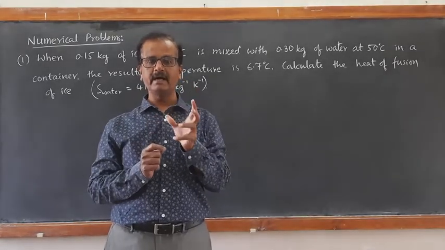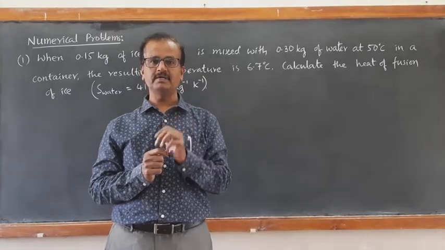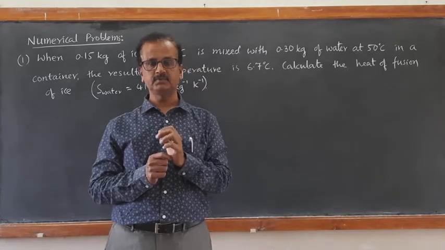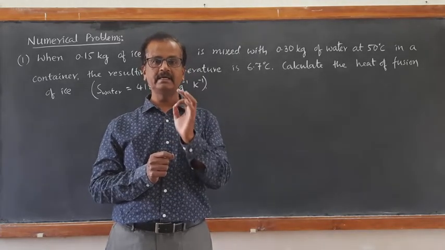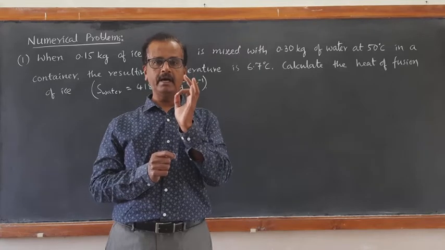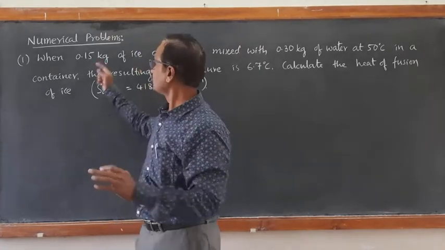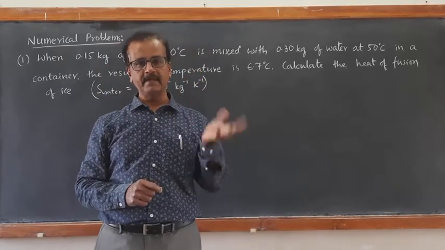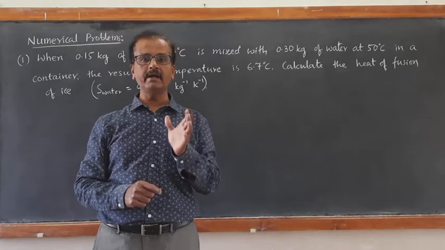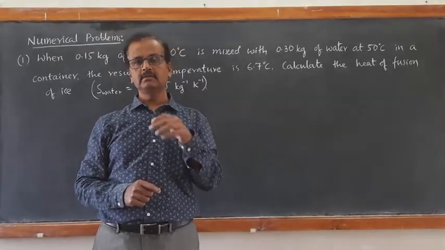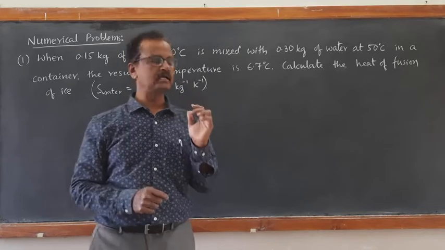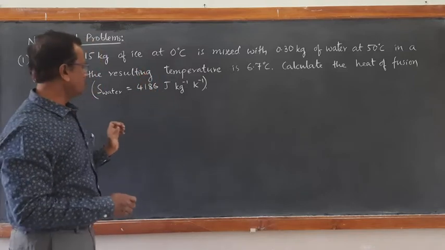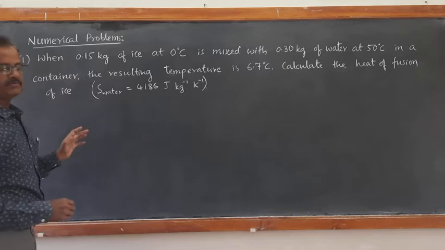Okay, the heat gained by ice at 0 degrees Celsius again has two parts. First, ice has to be converted into water at 0 degrees Celsius. So first we have to calculate the heat required to convert ice of mass 0.15 kg into water. Then what is the heat gained by water until it reaches the final temperature 6.7 degrees Celsius. This is how we are supposed to solve. Now we are using the principle of calorimetry.